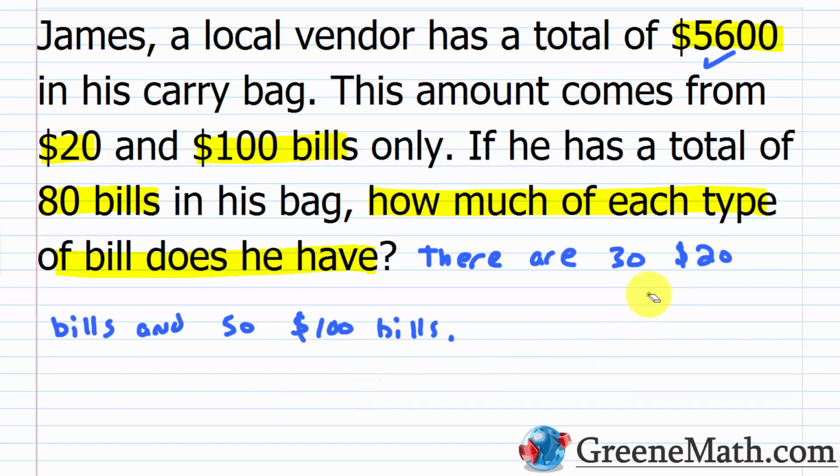Now the next thing you want to check is, does the amount of bills from the 20s plus the amount of bills from the hundreds give me 80 bills, which is what's in his bag. So there's 30 20s and 50 hundreds. 30 plus 50 is 80, so you're good to go there as well. So again, our answer is that there are 30 $20 bills and 50 $100 bills.